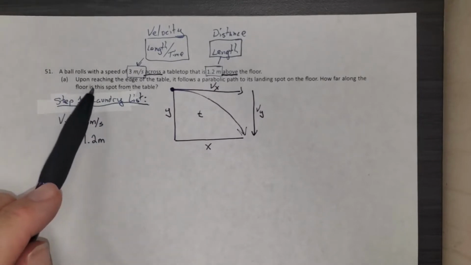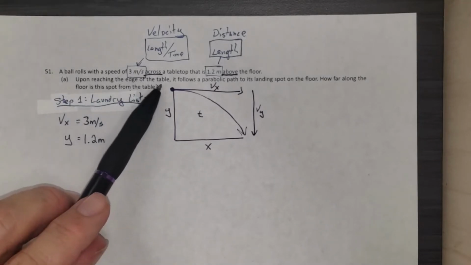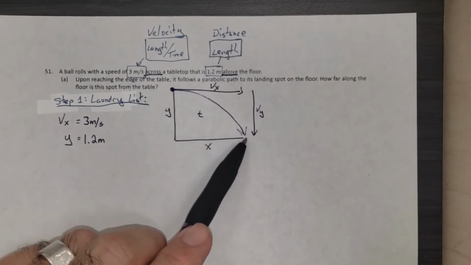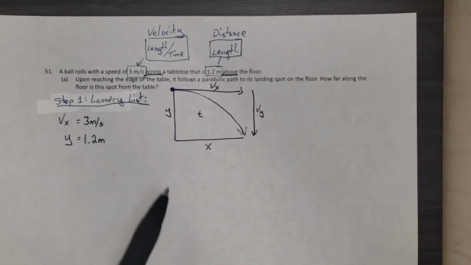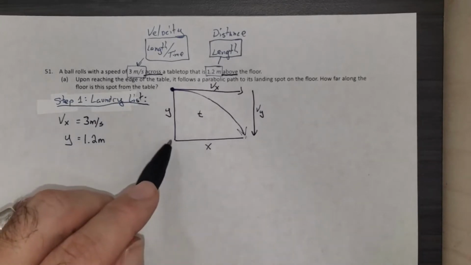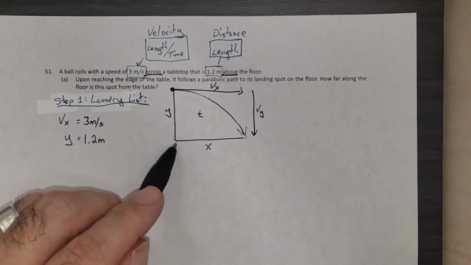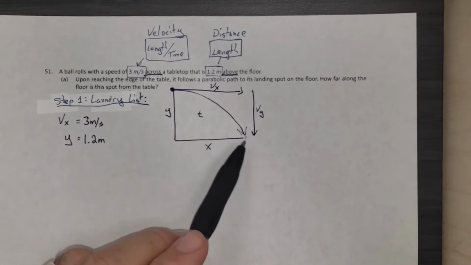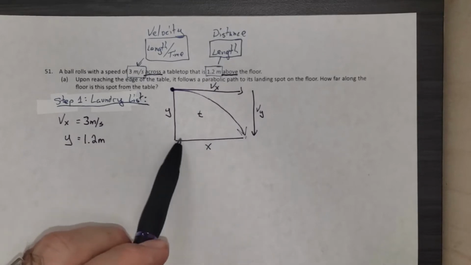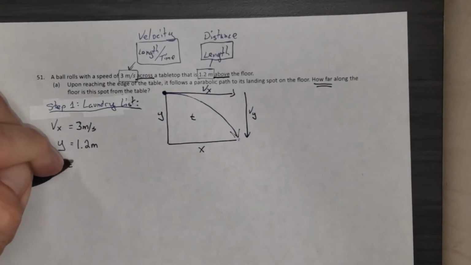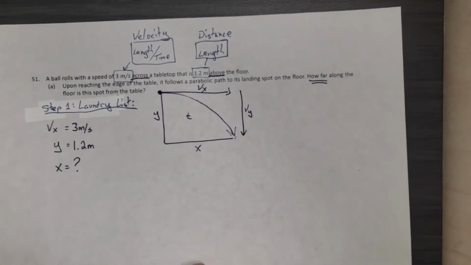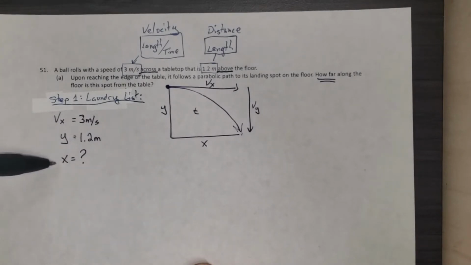Now, the question itself says, upon reaching the edge of the table, it follows a parabolic path to its landing spot on the floor. How far along the floor is this spot from the table? So it's landing here, at the foot of the table as the ball reaches the floor. How far across the floor is this spot from the table? How far? We are looking for x. X is our unknown. Now, the key is with these 3 values, you need to be able to identify the formula that you ultimately need in order to solve the problem.